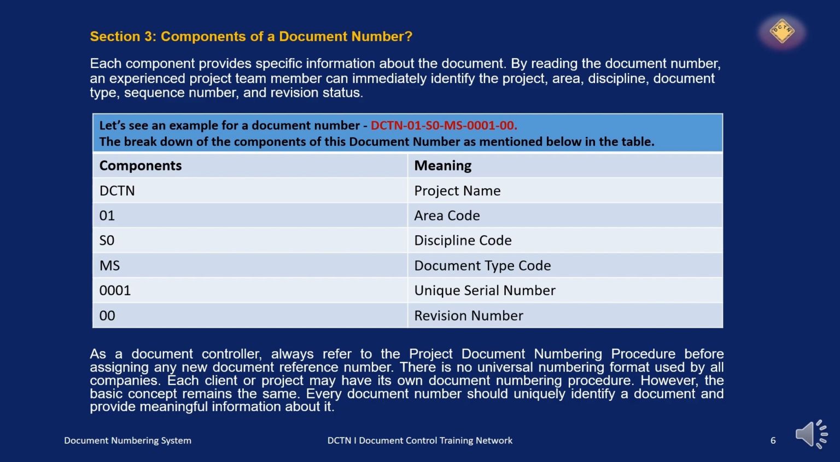As a document controller, I always refer to the project document numbering procedure before assigning any new document reference number. There is no universal numbering format used by all companies. Each client or project may have its own document numbering procedure. However, the basic concept remains the same. Every document number should uniquely identify a document and provide meaningful information about it.